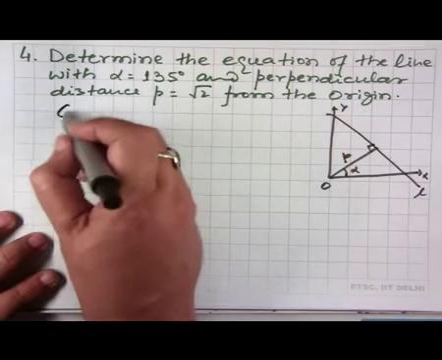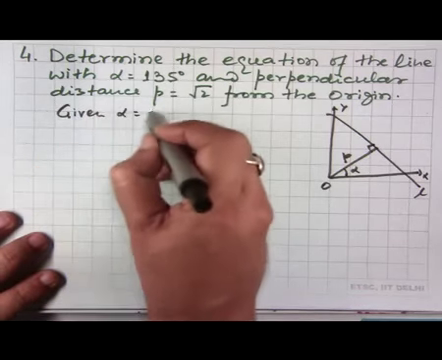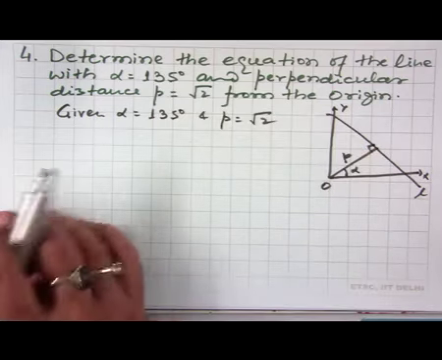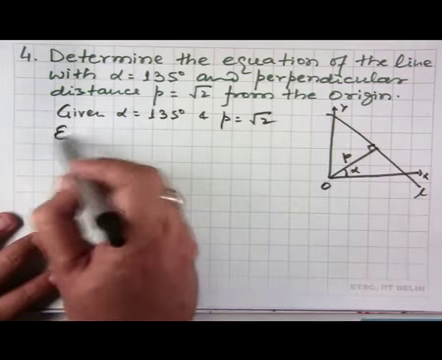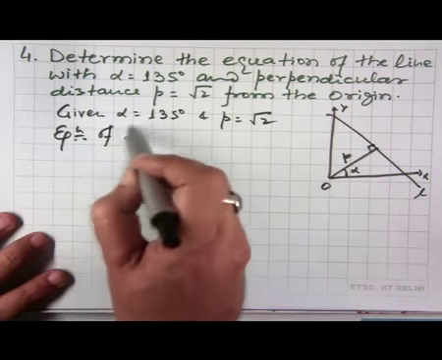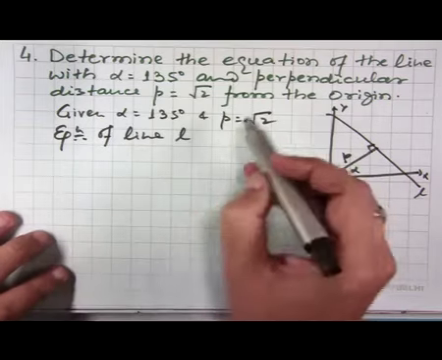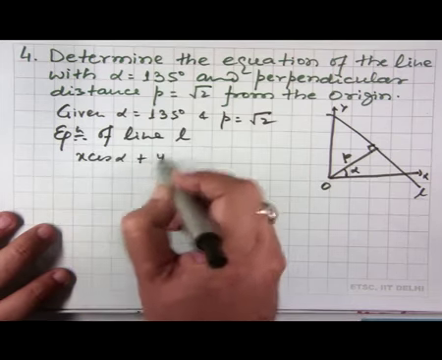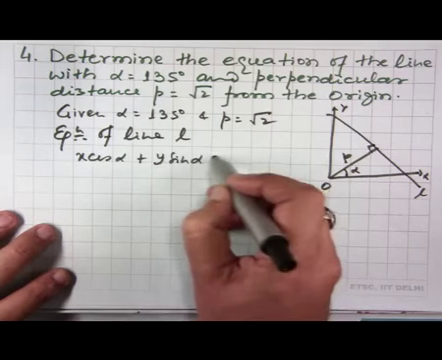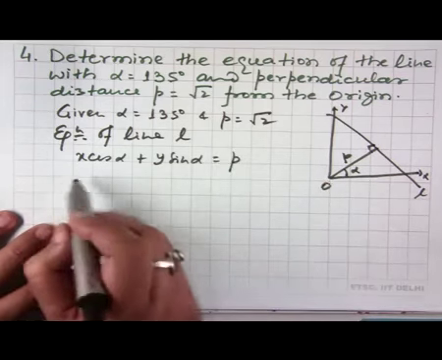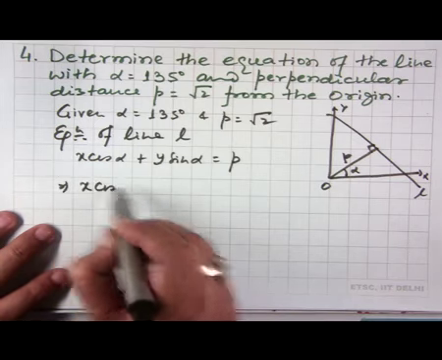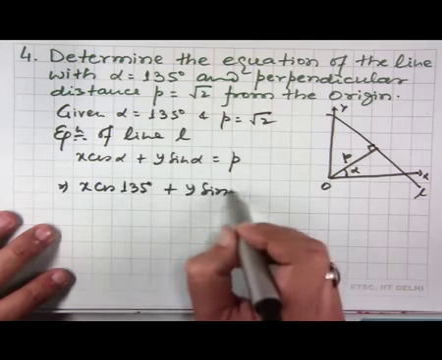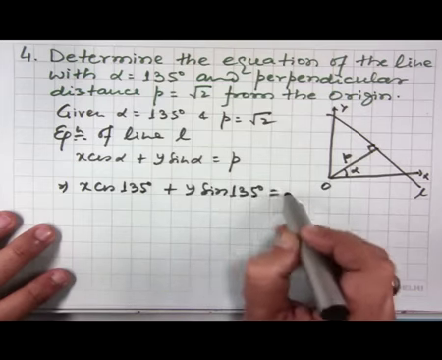So given alpha is equal to 135 degrees and p is equal to root 2. So the equation of line L is x cos alpha plus y sin alpha equal to p, means x cos 135 degrees plus y sin 135 degrees equal to p.